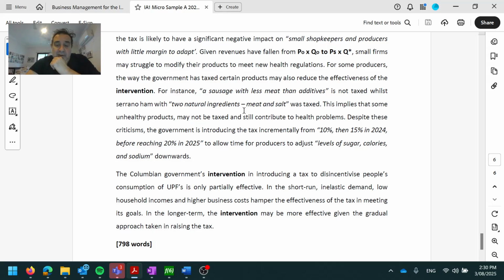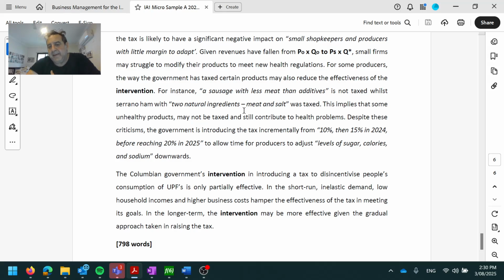in the short run, inelastic demand, low household incomes and higher business costs hamper the effectiveness of the tax in meeting its goals. In the longer term, the intervention may be more effective given the gradual approach taken in raising the tax. So it's probably a little bit short. It probably needs to be 6 lines. This is about 4.5. But a judgment has been reached.